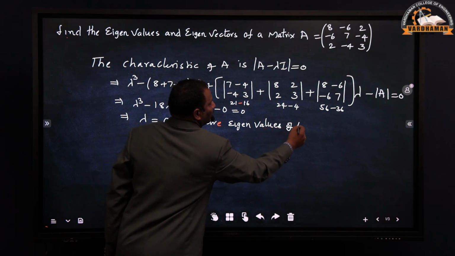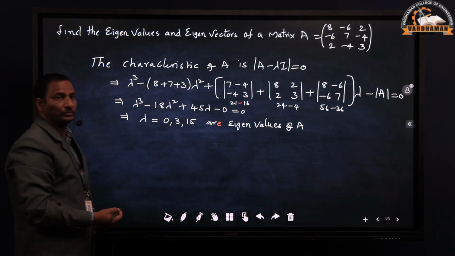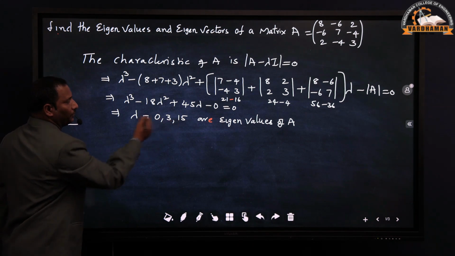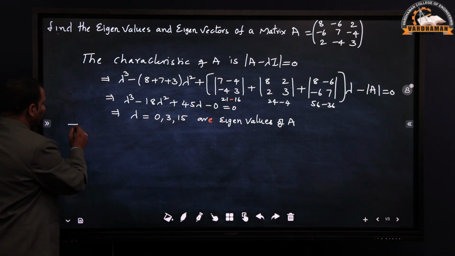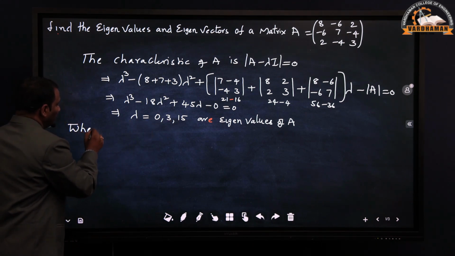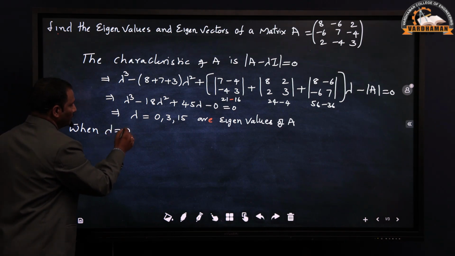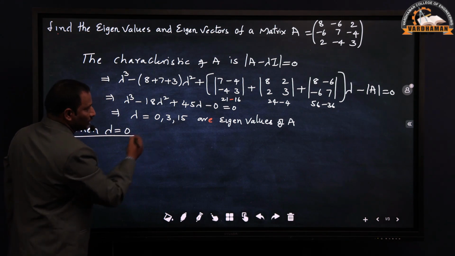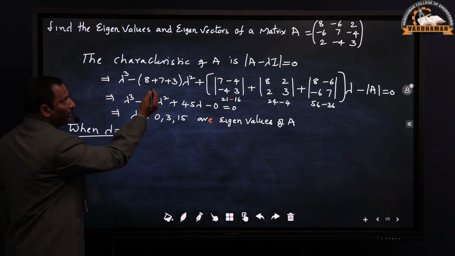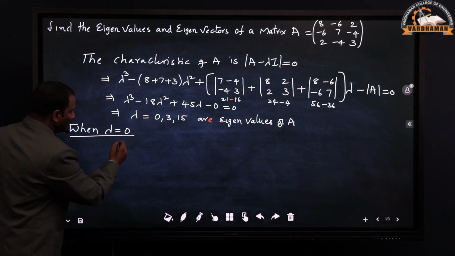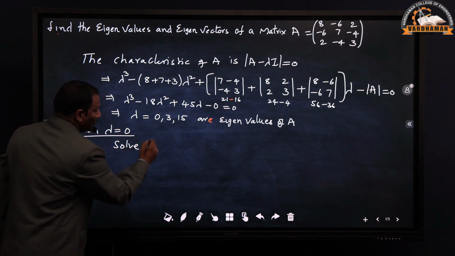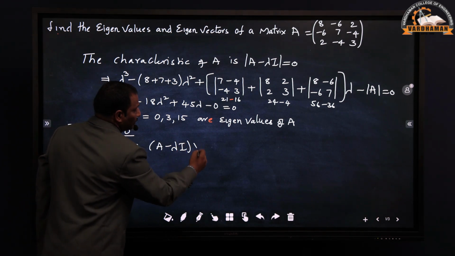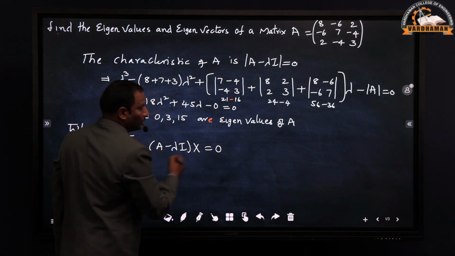Eigenvalues of a matrix A. To find the eigenvectors when lambda equals 0, 3, and 15, we will see them one by one. First, the case when lambda equals 0. For that we need to consider the system, which is a homogeneous system. So solve the homogeneous system (A minus lambda I) x equals 0.